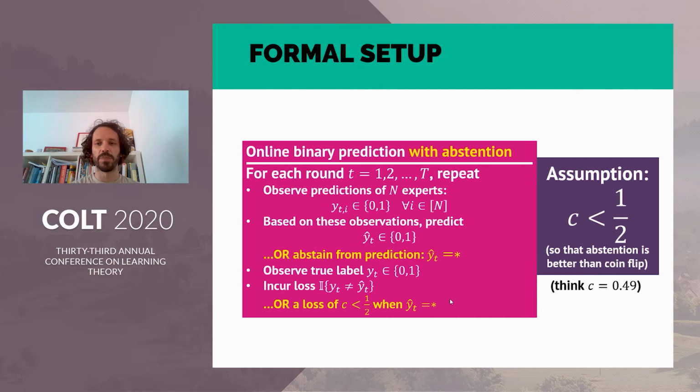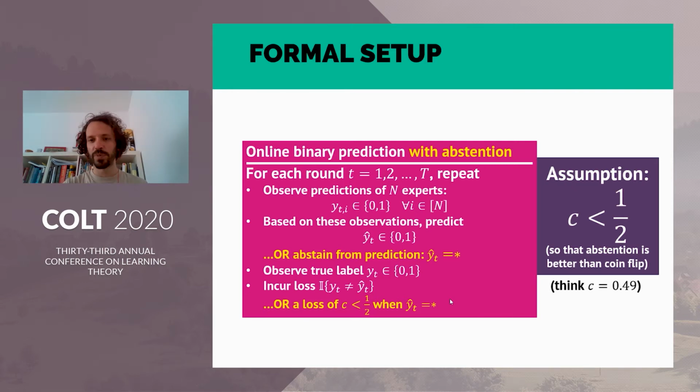We make the assumption that c is bounded away from 1/2 in this entire paper, which can be easily justified by observing that it would never be worth it for the learner to use the abstention option if c was greater than 1/2. Otherwise, the learner would always be better off just flipping a coin, which has an expected loss of 1/2.